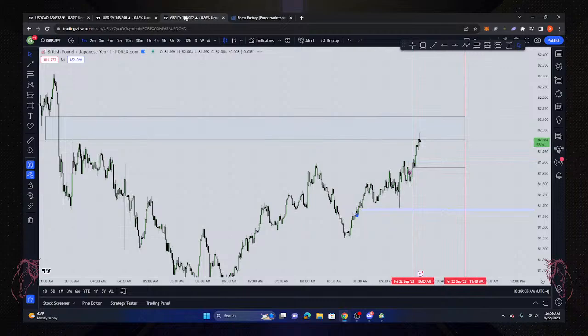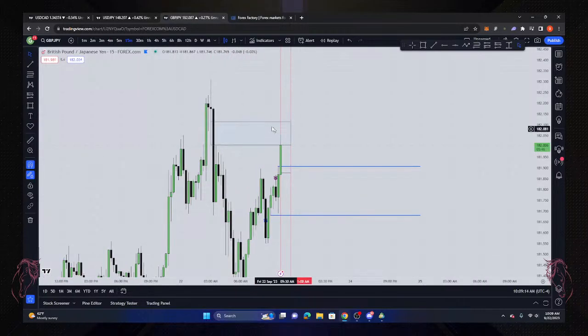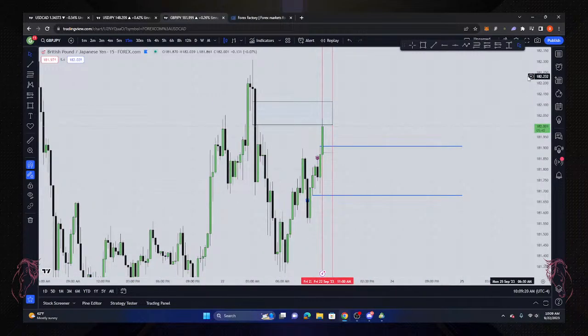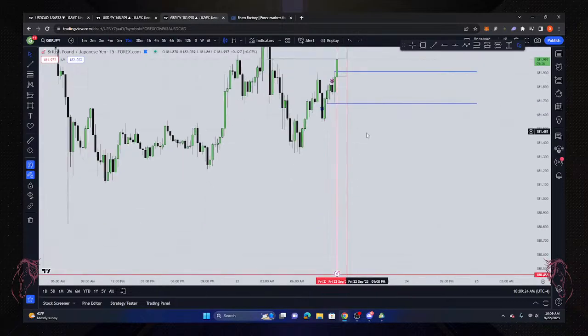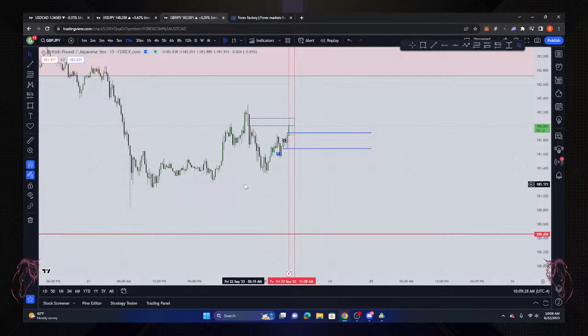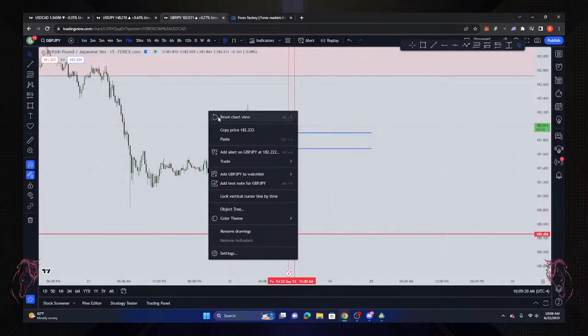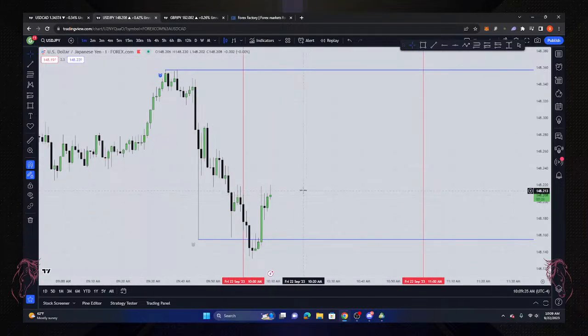Now on GJ, we see that it broke the 9 a.m. highs and it tapped into this 15-minute fair value gap right here. So if it decides to respect it, show me some sort of energy that it's wanting to go lower, I would then take my short position targeting 9 a.m. lows and potentially targeting all of these lows as well if it wants to go lower. So right now I'm just patiently waiting.